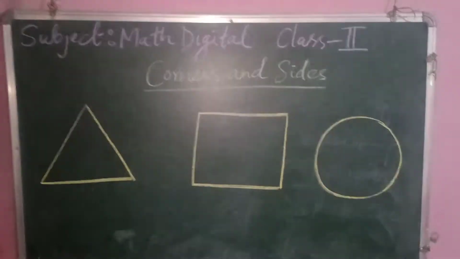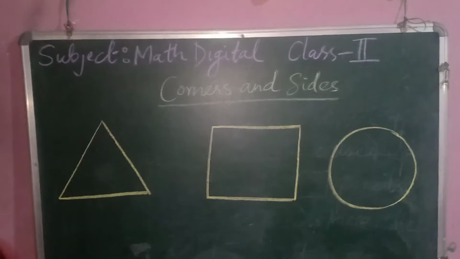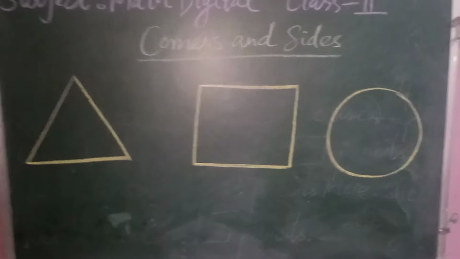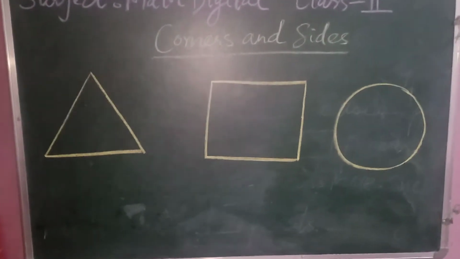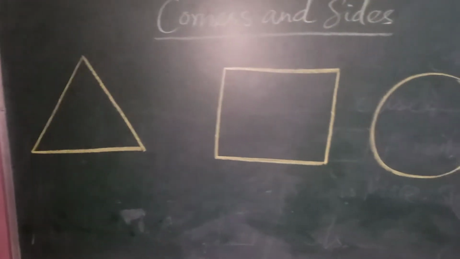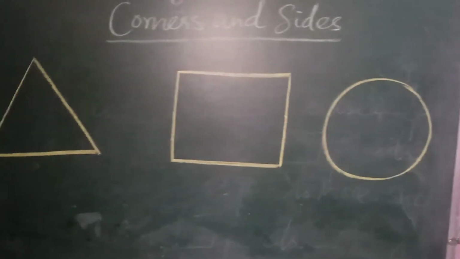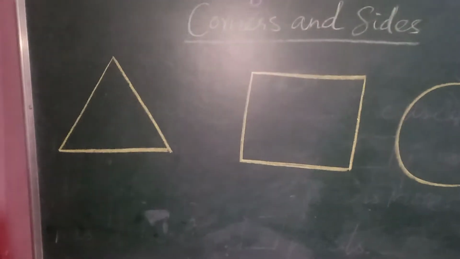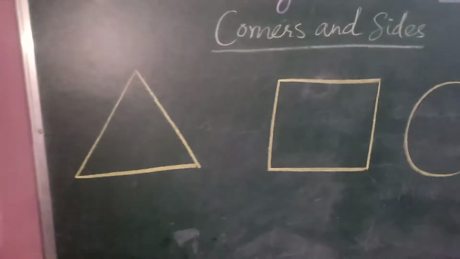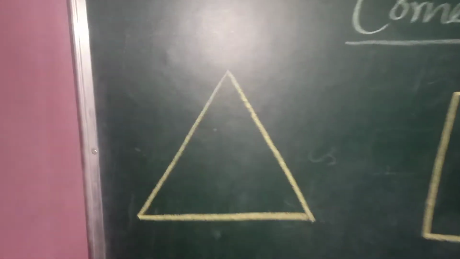So in today's lesson we're going to learn something about corners and sides. So what are corners and what are sides? In this video there are three diagrams given. One is a triangle, one is a square, and another one is a circle. Based on the diagrams we can find out how many sides and how many corners there are in each diagram. So let's start with the triangle.